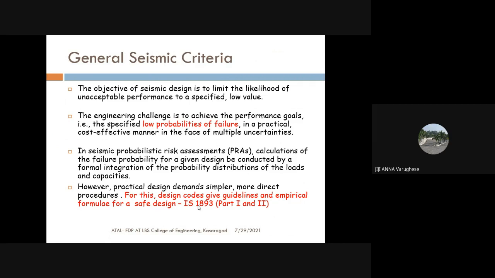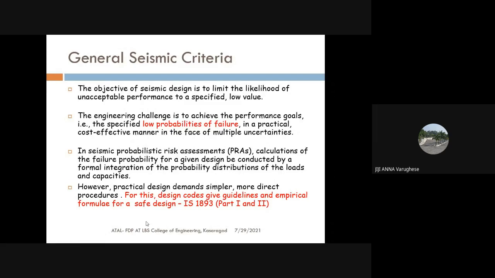Now coming to the seismic design criteria. The objective of all seismic design is to limit the occurrence of failure. Here it is written, unacceptable performance should be limited to a low value. And this low probability of failure is to be achieved in a very cost-effective manner. And we know the design involves several uncertainties, and there is uncertainty in the prediction of load as well as capacity. So we can assume several probability distribution functions for the variations of loads and capacity. And using suitable equations, we can do a seismic probabilistic risk assessment, which involves detailed calculation.